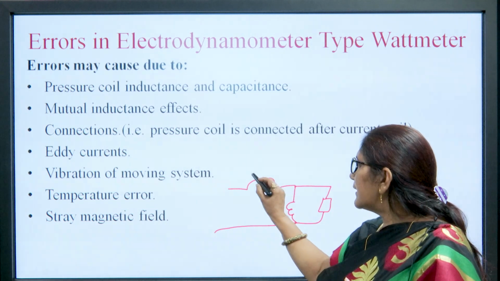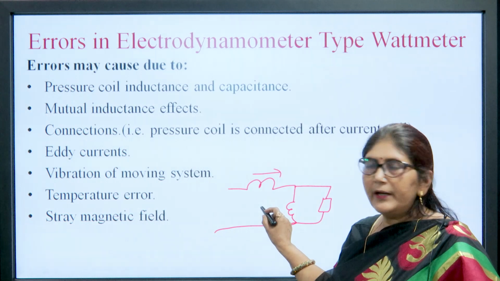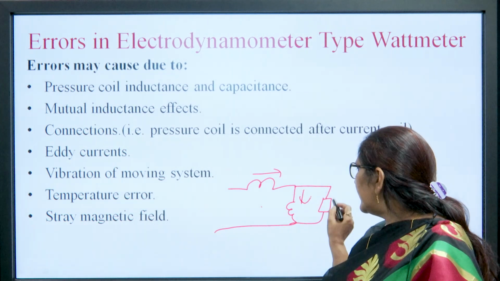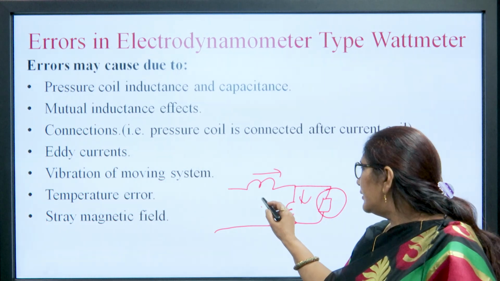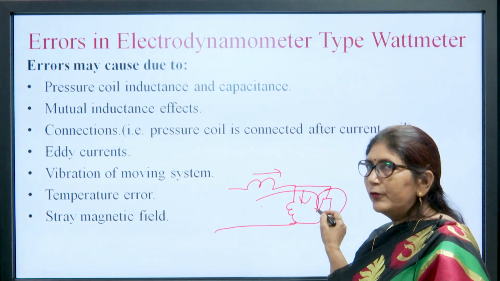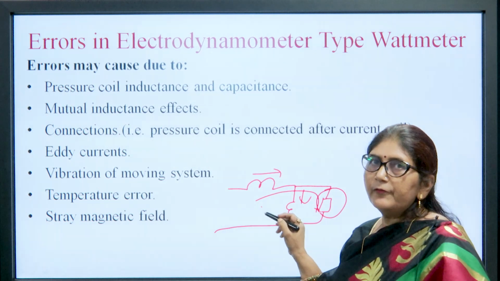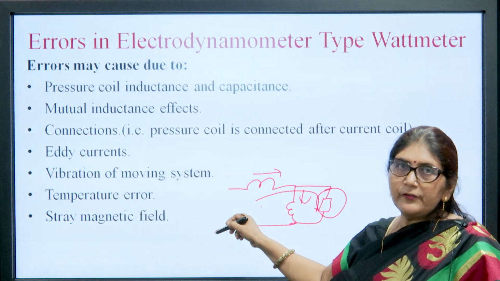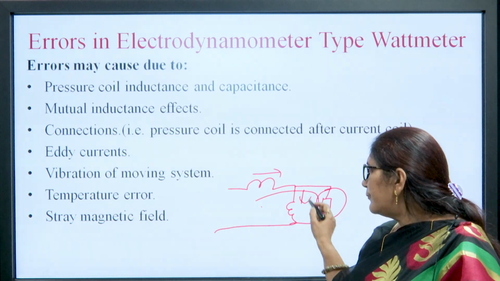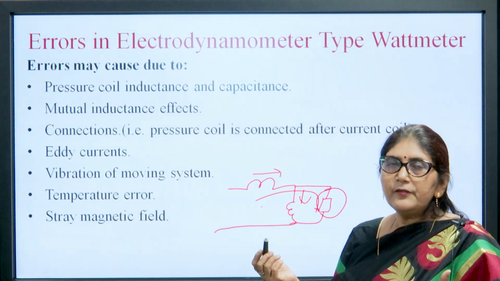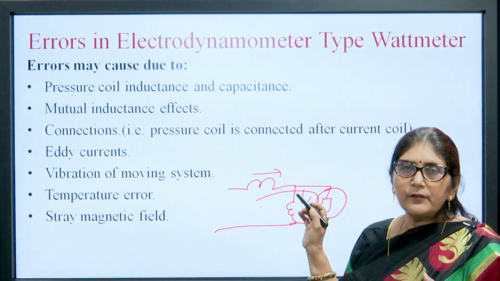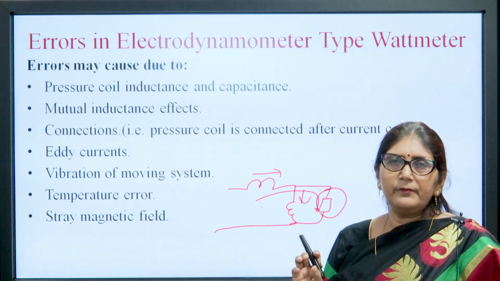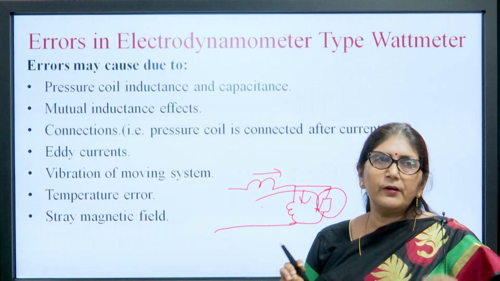So, it means the current flowing to the current coil is also partly flowing to the pressure coil. So, the current that we want in the load, the whole current is not flowing, some part of the current is flowing to the pressure coil. Similarly, if we connect the pressure coil before the current coil, then the voltage measured by the pressure coil is not the exact voltage that appears across the load. So, there is some power loss because of this.